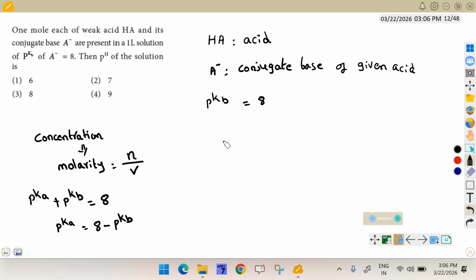1 mole each of a weak acid, HA is a weak acid, and its conjugate base, A minus is the conjugate base, are present in 1 liter solution. The number of moles is given, the volume is also given. So calculate the concentration first of all. Molarity is equal to number of moles by volume, 1 by 1 is equal to 1. So the concentration is also equal to 1.